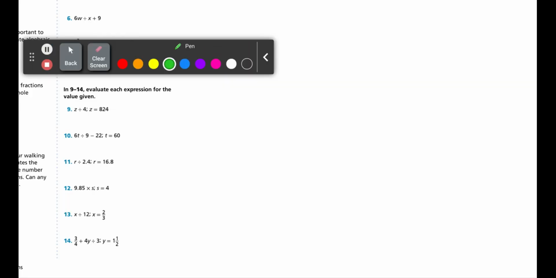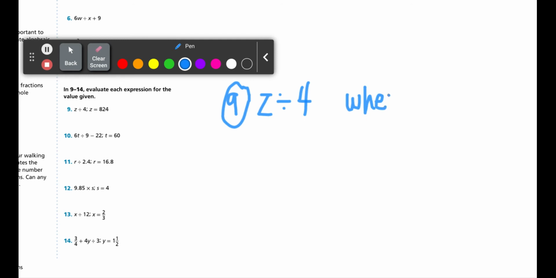Let's start with number 9. It says evaluate each expression for the value given. Your first step is to rewrite the expression in your notebook. So number 9 says z divided by 4. That colon there just means it's not part of the problem. Sometimes you might see it say when, or you'll see that colon. That colon means it's telling you when z equals 824. So take the time to rewrite that in your notebook.